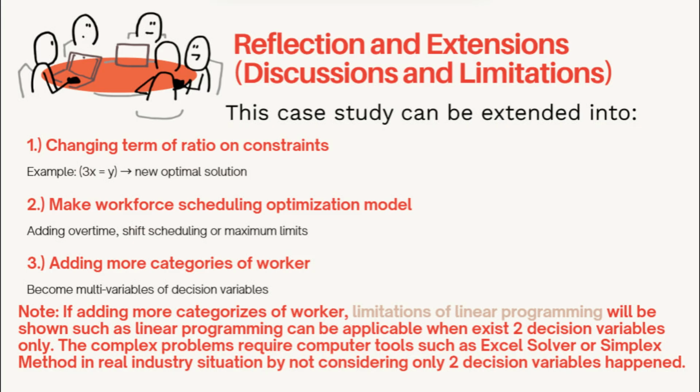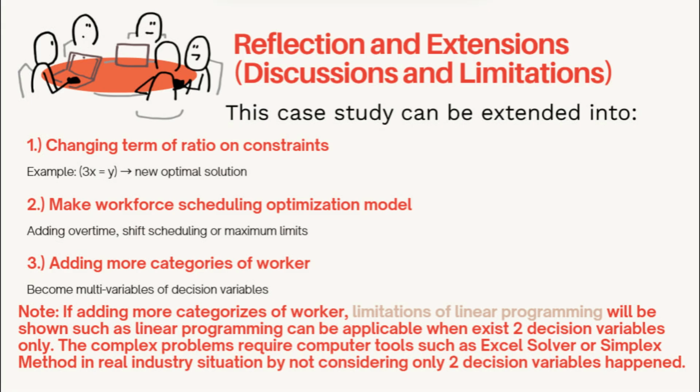Reflection and extension. This case can be extended in various ways. First, changing the ratio, for example to 3-1, will completely change the optimum point. Second, adding overtime, scheduling or maximum limits will turn this into a workforce optimization model similar to what real companies use. Third, adding more worker criteria will turn this into a multi-variable case.